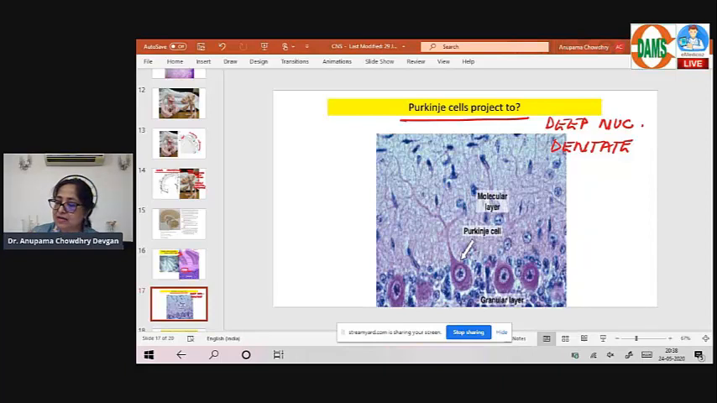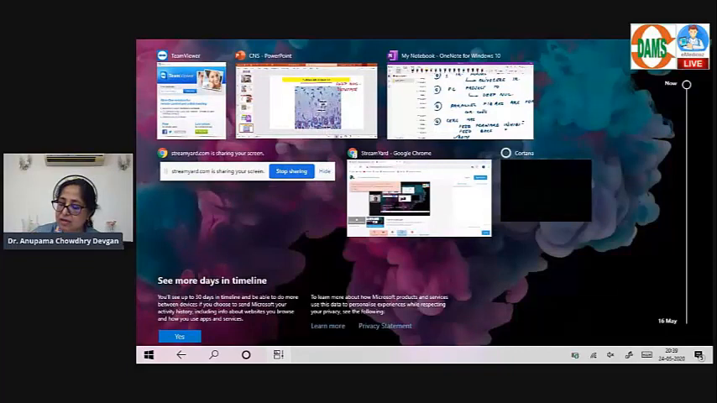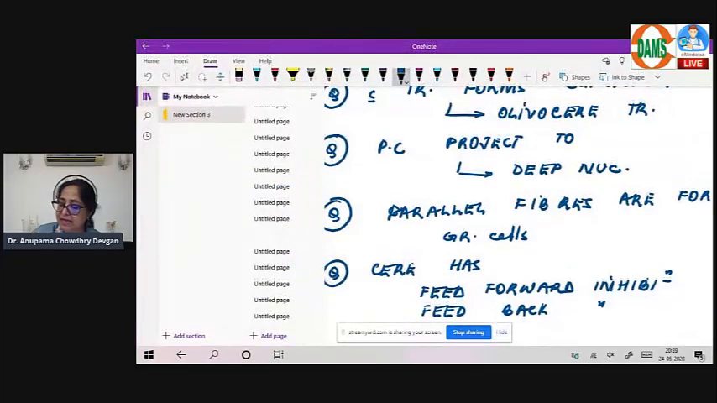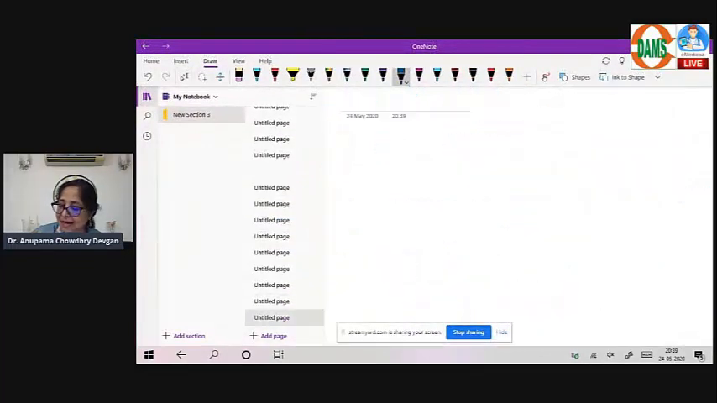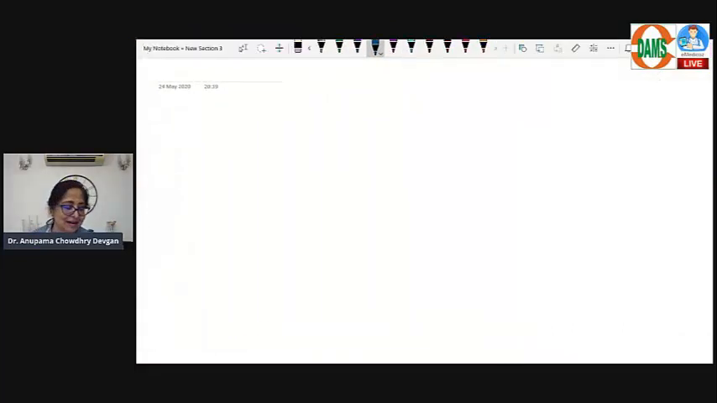So this is as far as cerebellum is concerned. Let's go on to our next topic for the day, and that is basal ganglia. If you thought cerebellum was difficult, wait till you see basal ganglia.